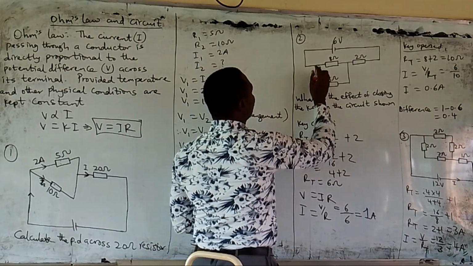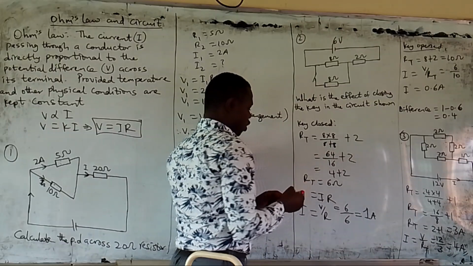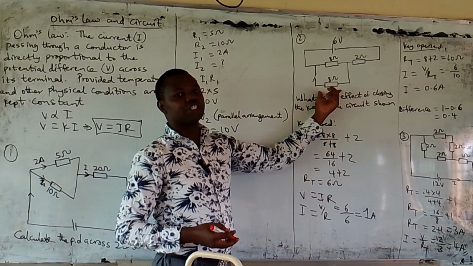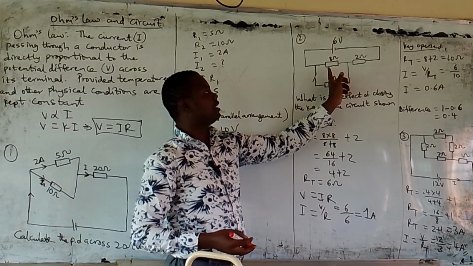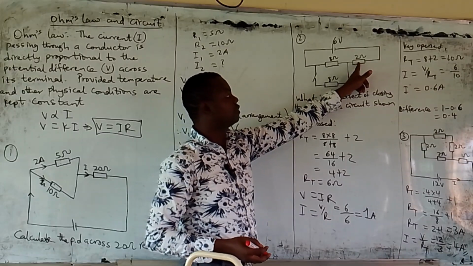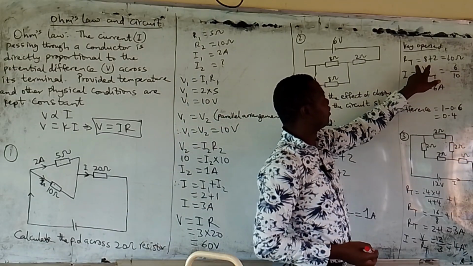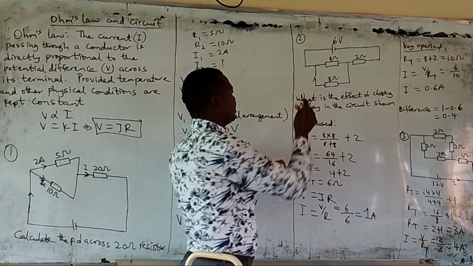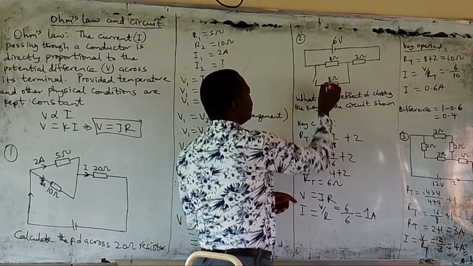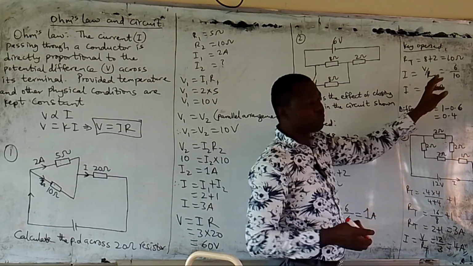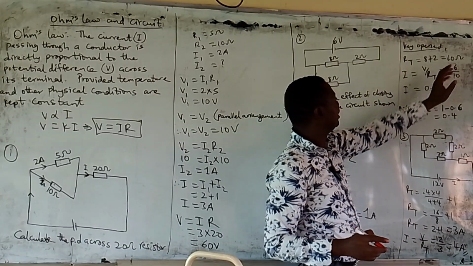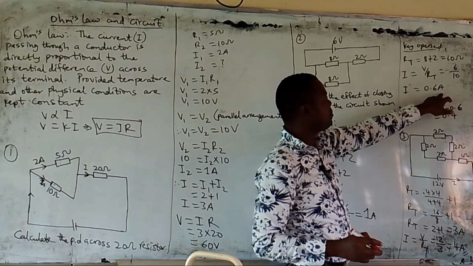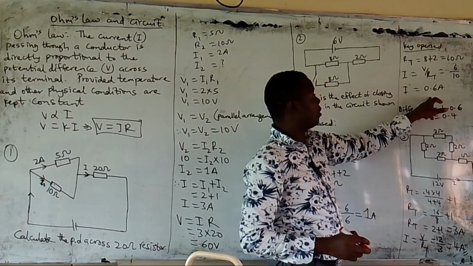Now, when the key is open, what happens? When the key is opened, current does not flow through this resistor again. So I have 2 resistors present, this 8 ohm and this 2 ohm. Total resistance will be 8 plus 2, which is 10 ohms, when the key is opened. So the current will now be 6 divided by 10, which is 0.6 ampere.